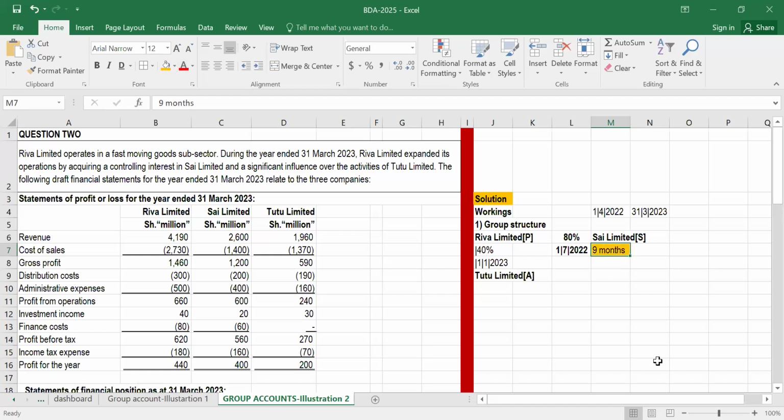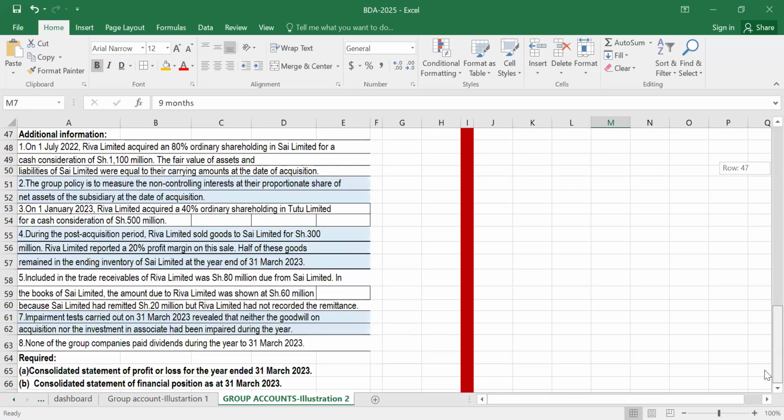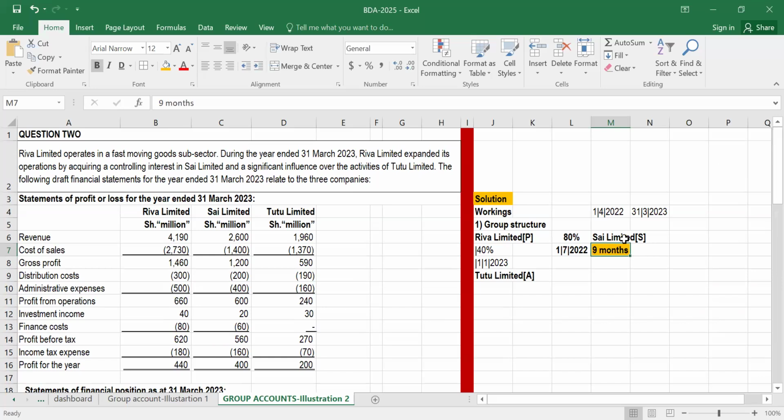Of the year. Now, this is very, very important, specifically whereby you are required to prepare the consolidated statement of profit or loss, because when taking into account the revenue and expenses of this subsidiary here, we will only take it for how many months? For 9 months. So we will take the revenue and expenses of the parent plus the revenue and expenses of the subsidiary, but the revenue and expenses of the subsidiary, we will only consider that for how many months? 9.